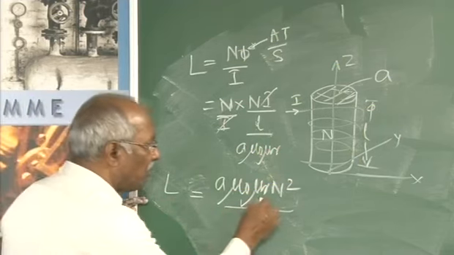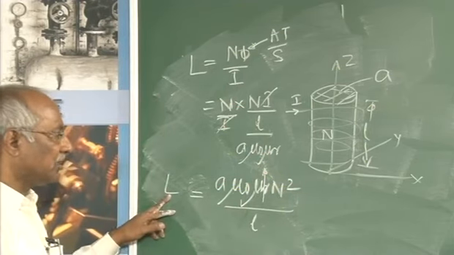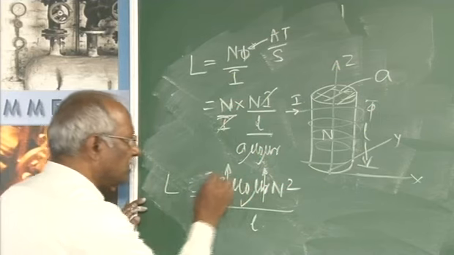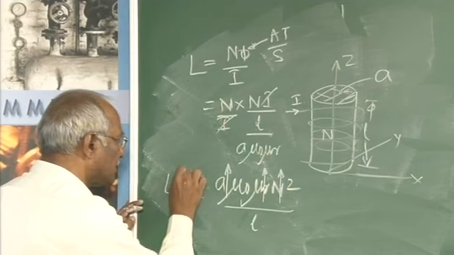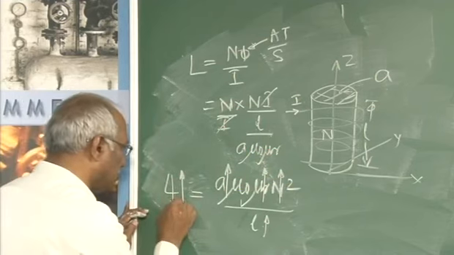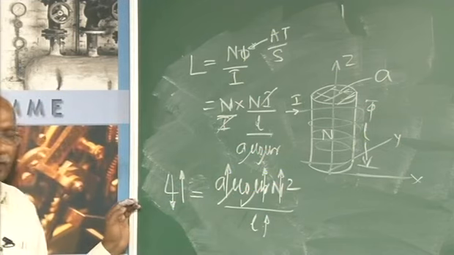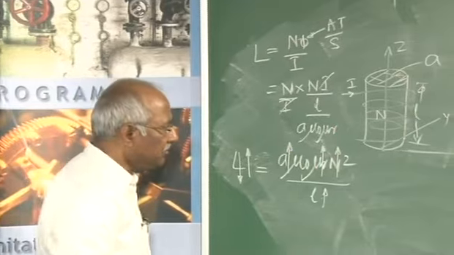As the mu r goes on increasing, obviously the inductance also increases. As the area increases, inductance increases. As the number of turns increases, the inductance increases as the square of that. As the length increases, however, the inductance decreases. These are the different possible ways you can change the inductance.